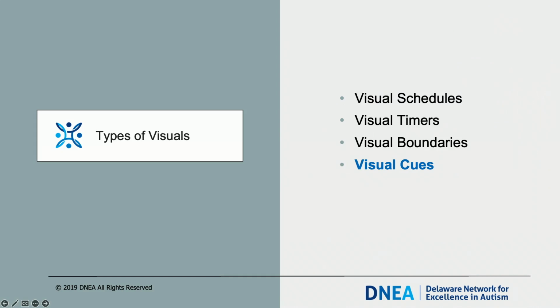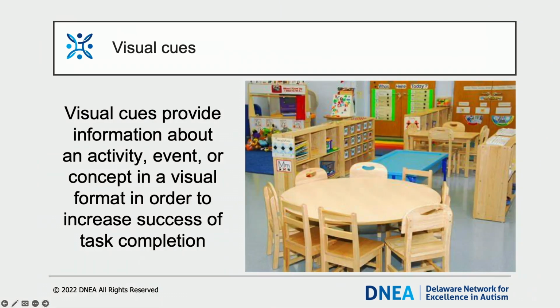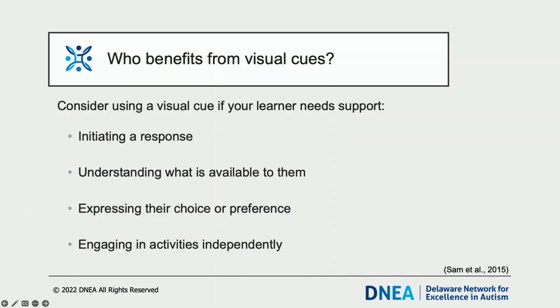The last type of visual that we will review are visual cues. Visual cues provide information about an activity, event, or concept in a visual format in order to increase successful task completion. Visual cues can increase engagement in an activity as well as motivation and independence. You could consider utilizing visual cues if the individual that you are supporting needs help with initiating a response, understanding what is available to them, expressing their choice or preference, or engaging in activities independently.